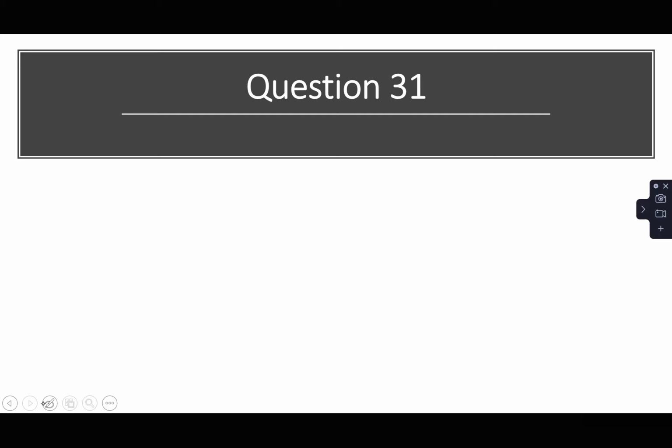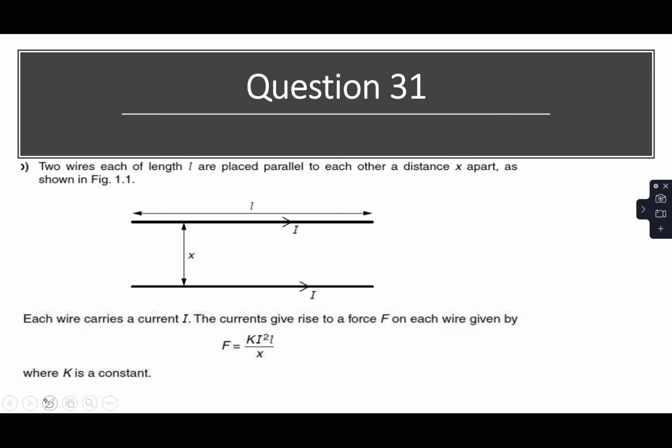Oh, we are on to the next question now. Question 31. Two wires, each of length L, are placed parallel to each other a distance x apart, as shown. So L is length and x is distance.